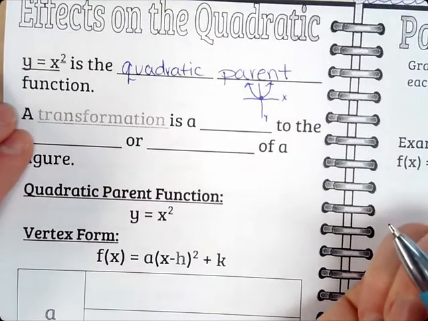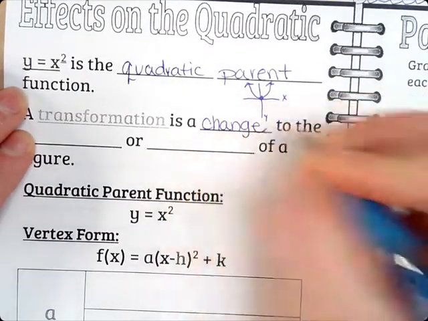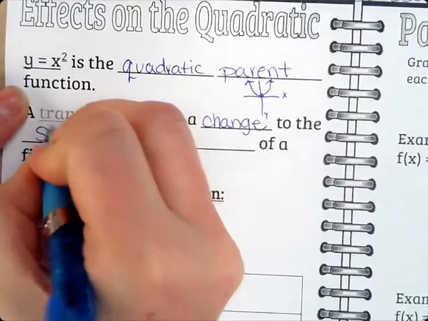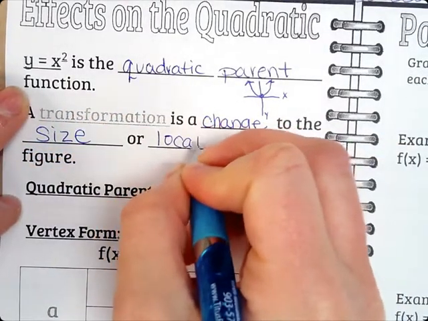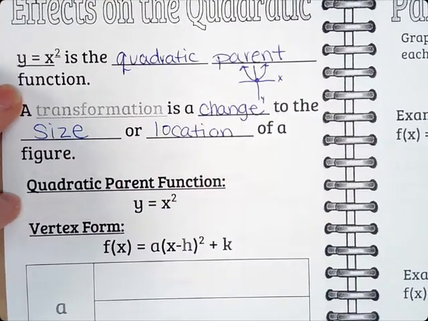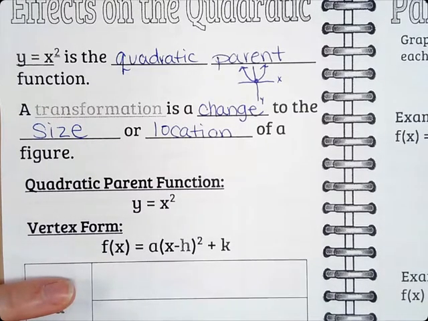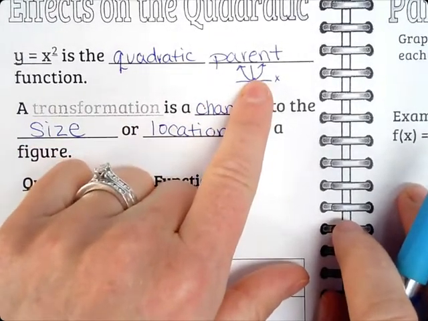A transformation is a change to the size or location of a figure. So every quadratic function comes from its parent, y equals x squared. And so there's some kind of change that happens to this.